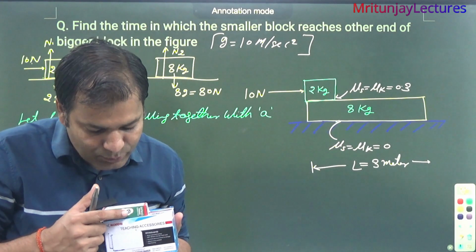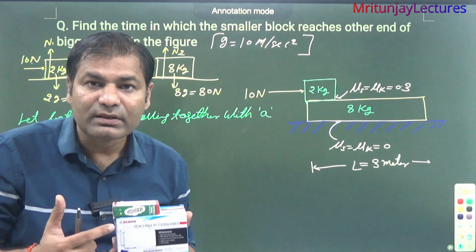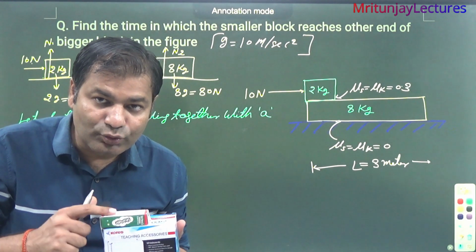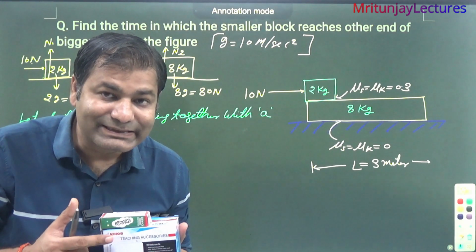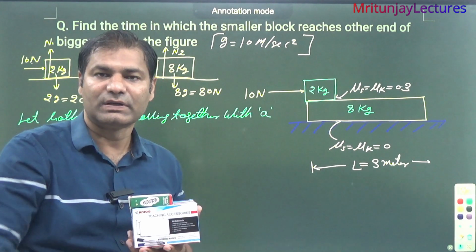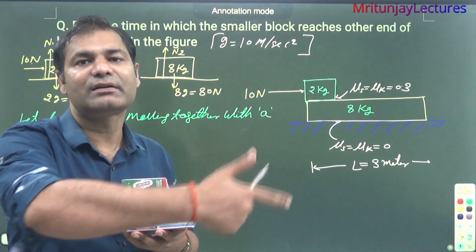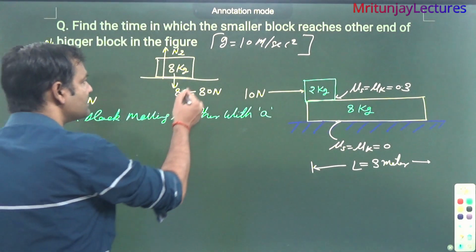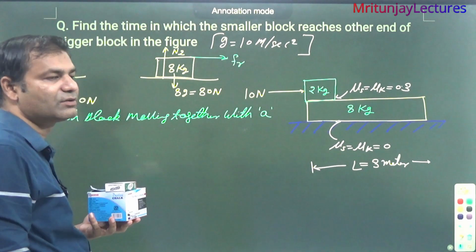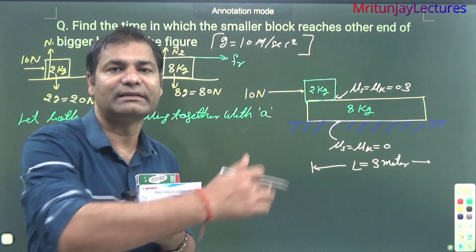Why? Because of the contact force between these two. The 2 kg block applies a frictional force on the 8 kg block, in which direction? In the applied force direction, like that one. So the frictional force also applies here, so this block moves in this direction, Fr. Clear or not? This block is moving like that one.